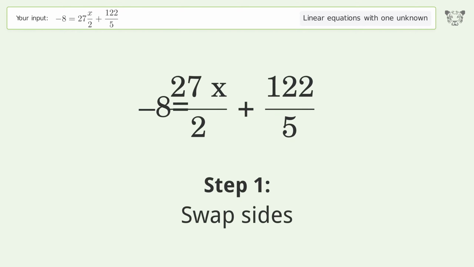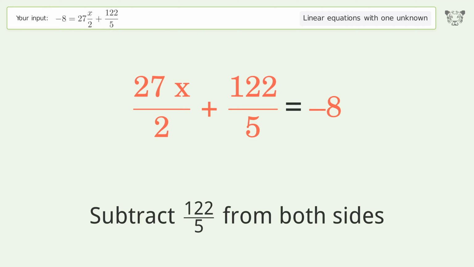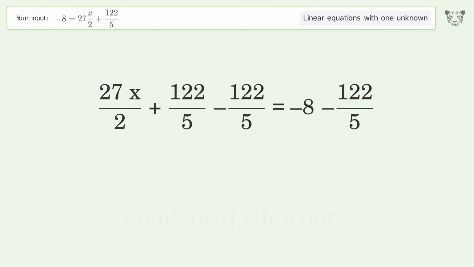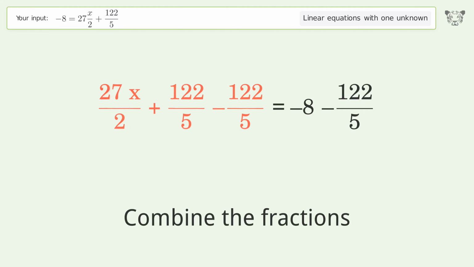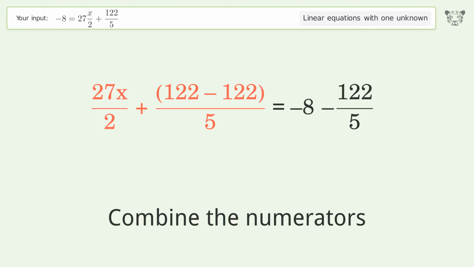Swap sides. Group all constants on the right side of the equation. Subtract 122/5 from both sides. Combine the fractions. Combine the numerators.